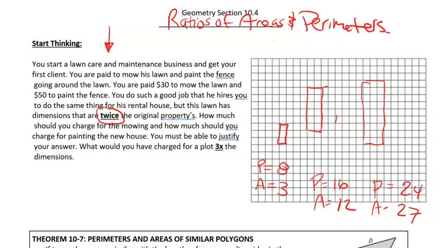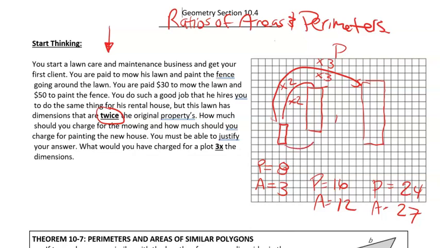So we have to look at this and try to figure out what is going on. We'll do perimeter on top, and then I'll do area on bottom. When you doubled the side length, what happened to the perimeter? It just doubled. When you tripled the side length, what happened to the perimeter? It just tripled. So it seems like the rule is whatever happens to the side also happens to the perimeter. Does anybody have any questions on that?